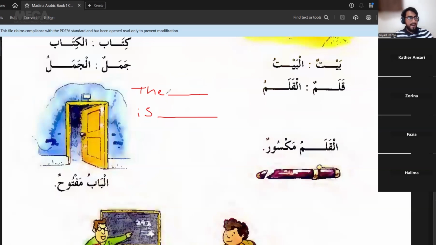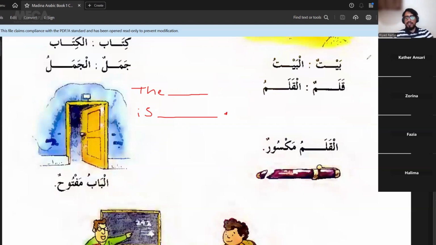I like to give three. Thank you. Shukran. The door. This is good. The door is open. Okay. That's English. Now we're going to do Arabic. So I'm going to leave this example right here. The blank is blank, period.